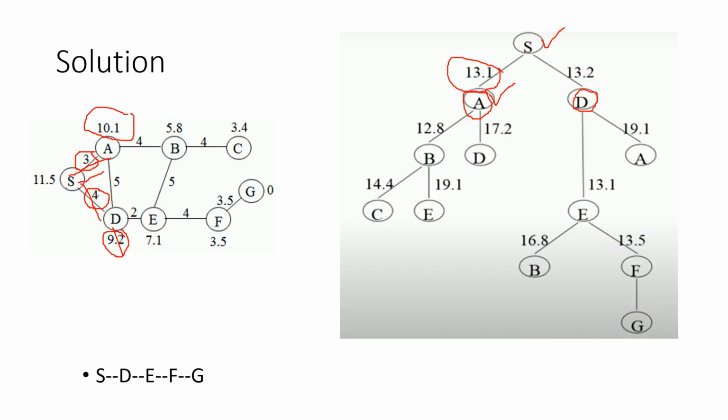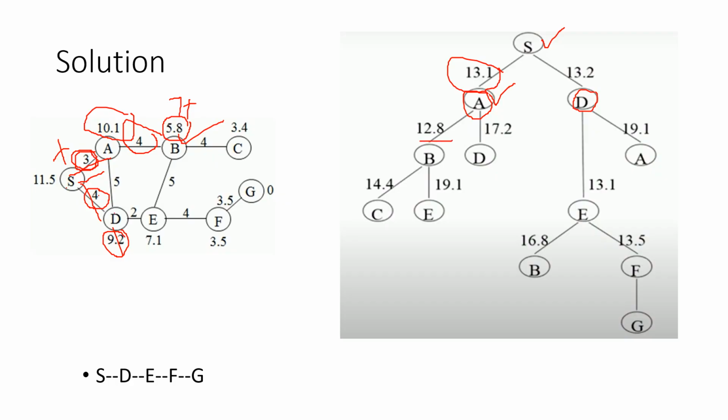13.1 is the lowest. So now we are expanding node A. From node A, there are three neighbors, S, B and D. S we will ignore because it is already expanded. Then we have D and B. When we consider B, G of n from S to A is 3 and A to B is 4, so G of n will be 7, and h of n is given as 5.8. So 7 plus 5.8 is 12.8.